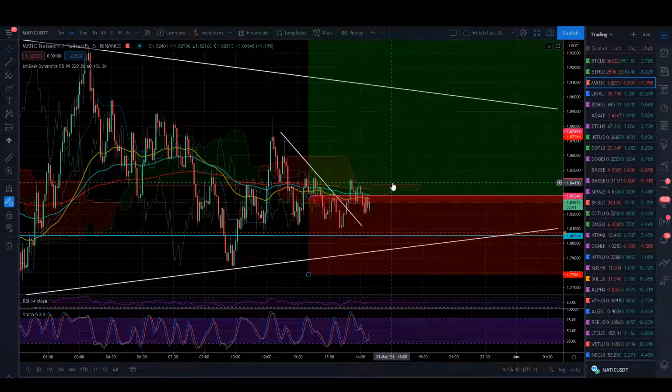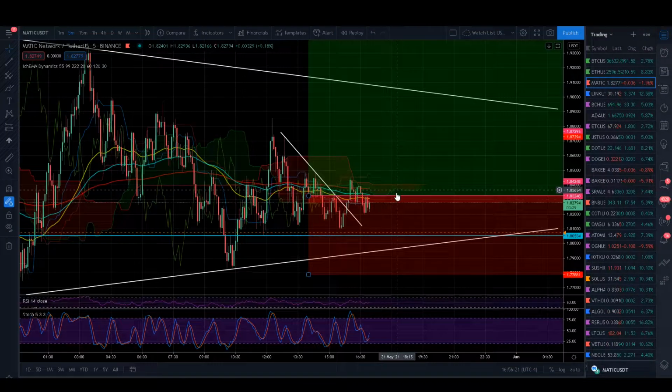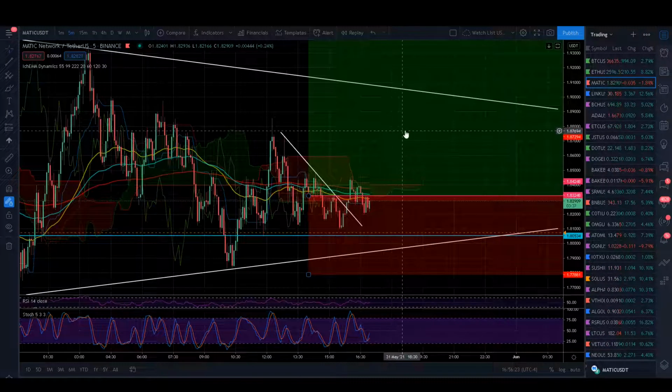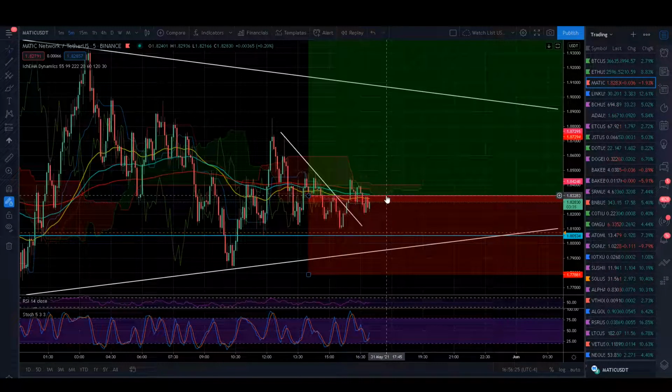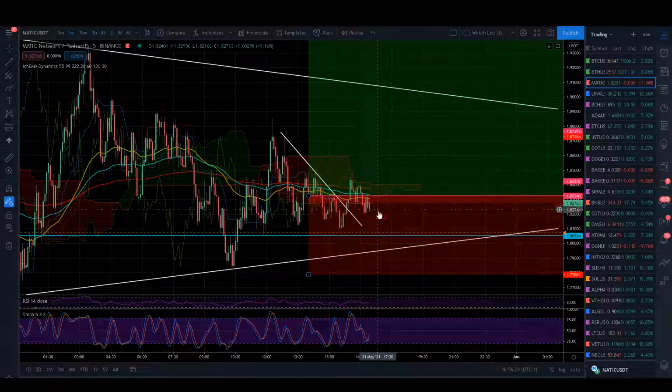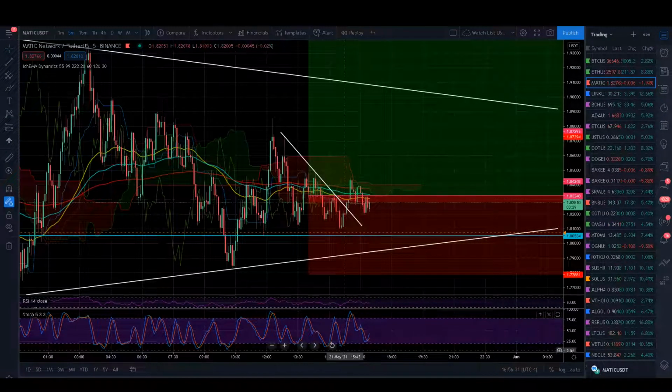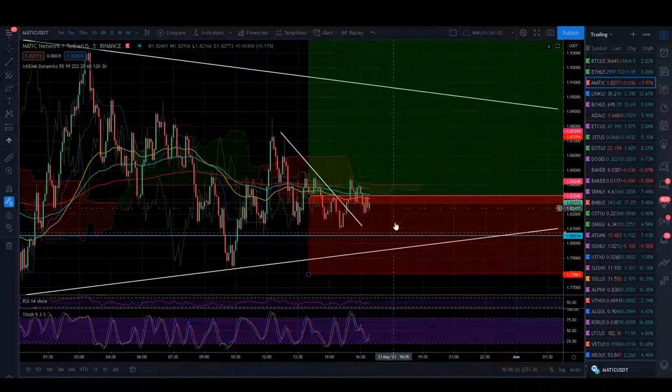Now, normally a 1-to-1 RR is not good. My risk to reward is so close. I want to have a 10% profit potential and a 1% risk. That's a 10-to-1 RR. But with this scalping, even if it's 50-50, if I know that I have a high probability of success, that's fine. Because look at the 5-minute chart.